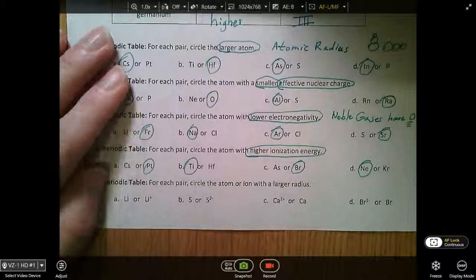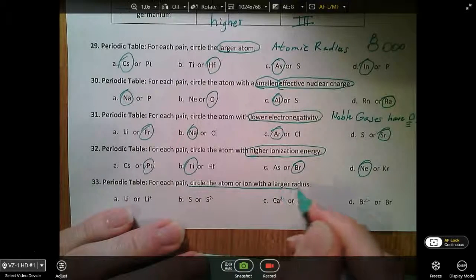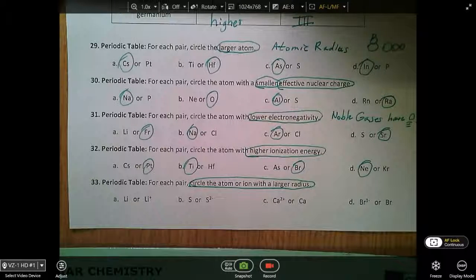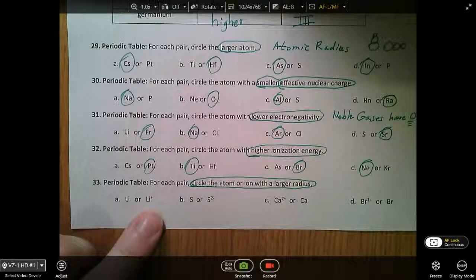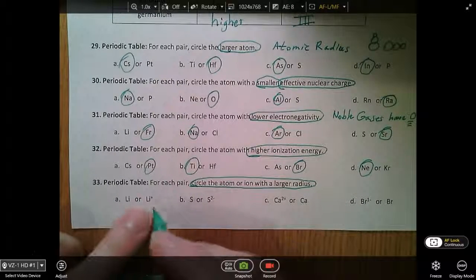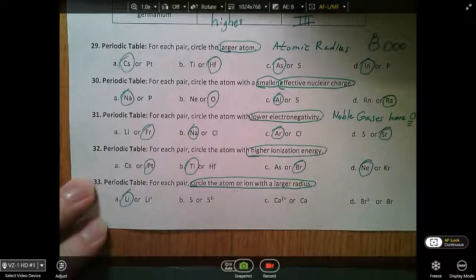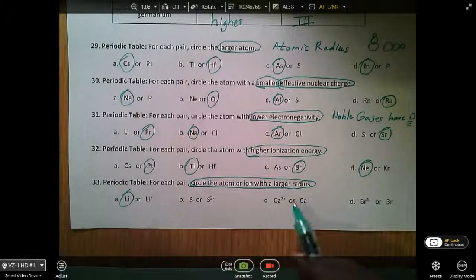All right, and finally lithium. Oh, this is talking about circle the atom or ion with a larger radius. Okay, you have to keep in mind the thing that determines the size of the atom is actually electrons, the number of electrons, because the electron cloud is much bigger than the rest of the atom. So we have to decide which of these has more electrons, lithium or lithium plus. Well, lithium plus is lithium after it's lost 1 electron. So lithium has more electrons. That makes it the atom or ion with the larger radius.